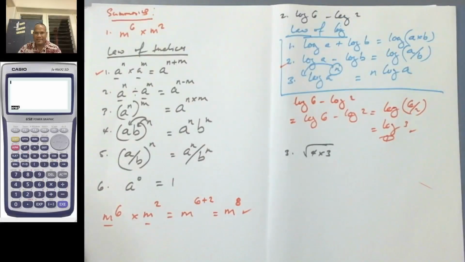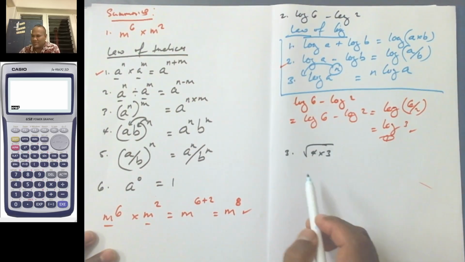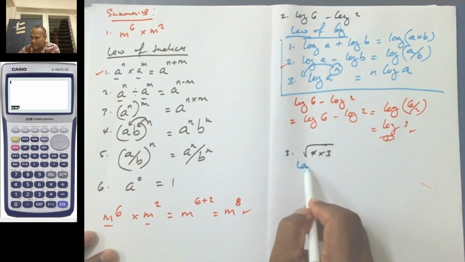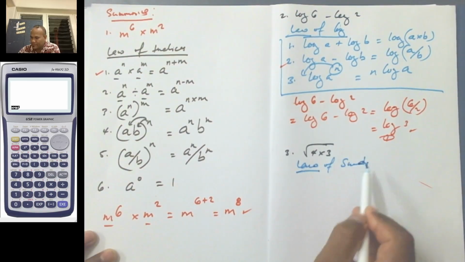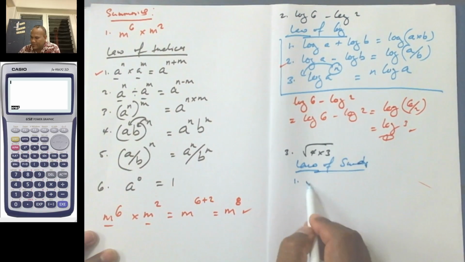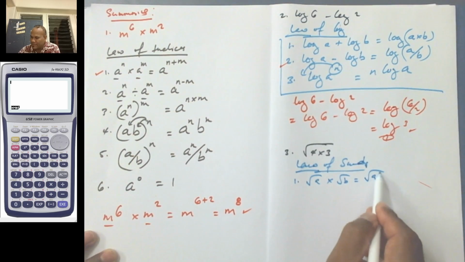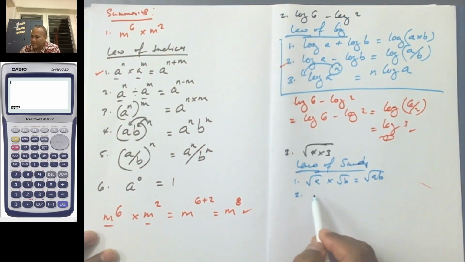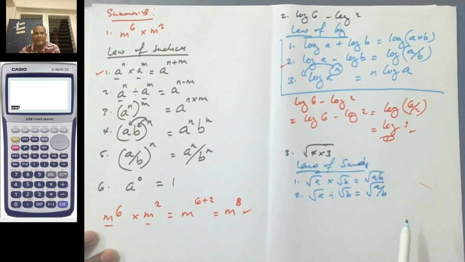Now let's have a look at a summary of that. When it comes to surds, we saw that there are some concepts, or laws, around surds. The first law says that square root of A times square root of B is equal to square root of AB. And the second law says square root of A divided by square root of B is equal to square root of A divided by B.